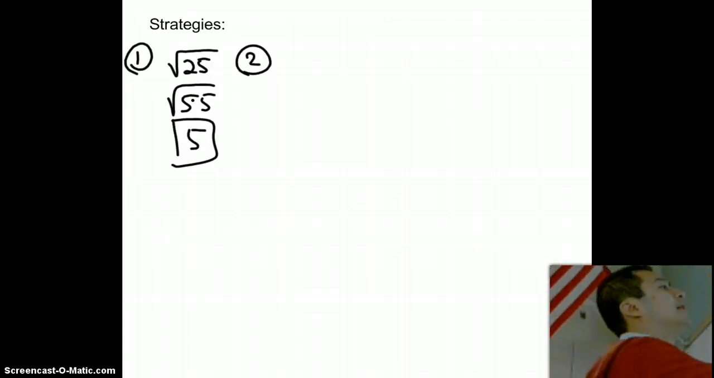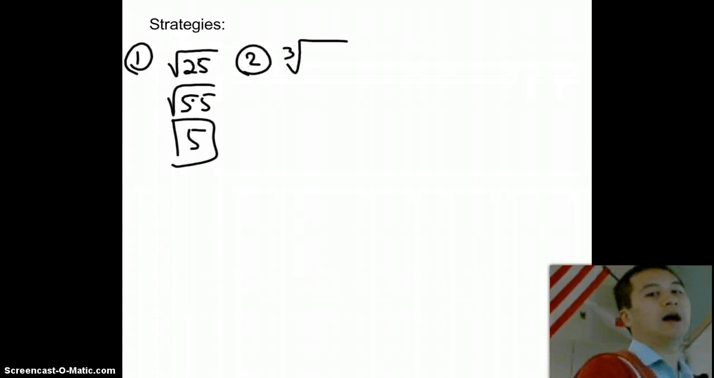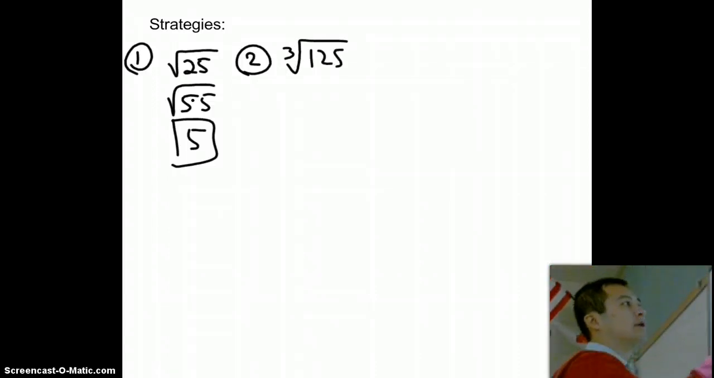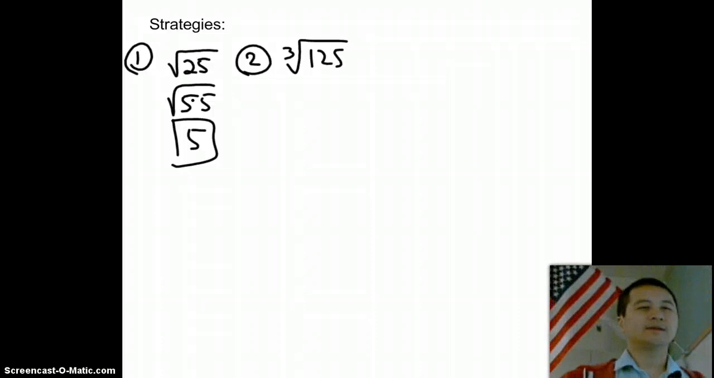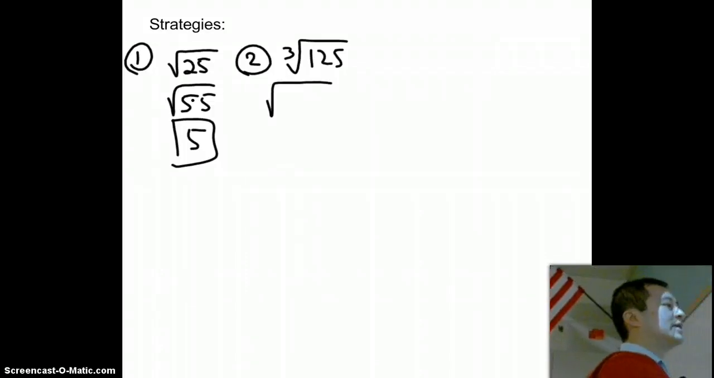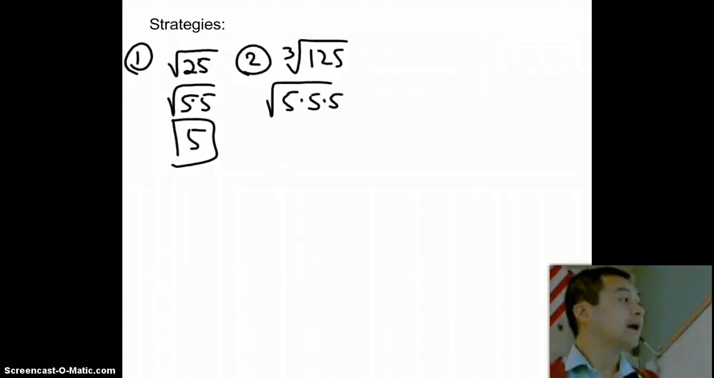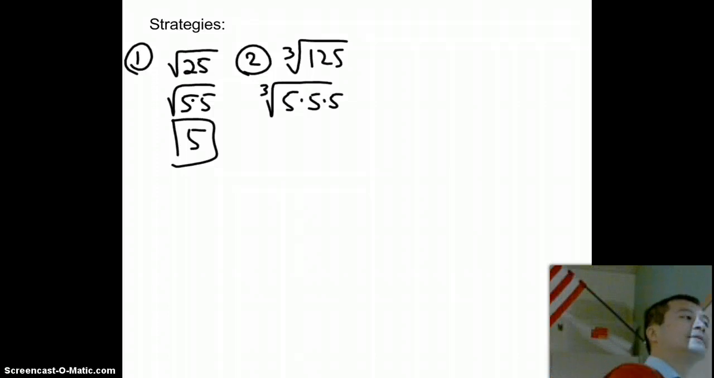So, let's do cube root. What's the cube root of, let's say, 125? So you sit there and you think, what 3 numbers now multiply to be 125? Why 3? Because that's cube root. So you think, and that's going to be 5 times 5 times 5. There's 3 of them. Take one out. The cube root of 125 is 5.